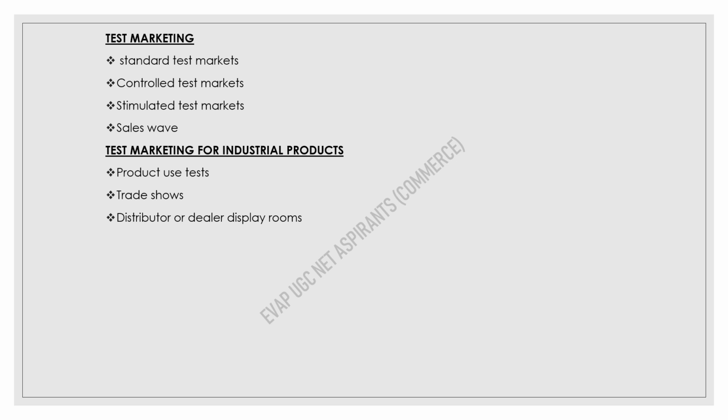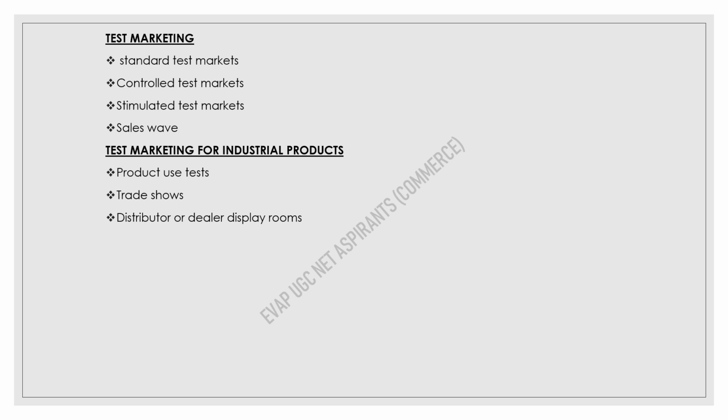Next one is controlled test markets. Based on certain factors, the product is developed. The criteria used for developing the product are the number of stores, geographical location, space required. So based on these factors, the controlled test markets operate. The next is simulated test markets. In this, the new product is tested by way of providing samples to the customers. That is called simulated test markets.